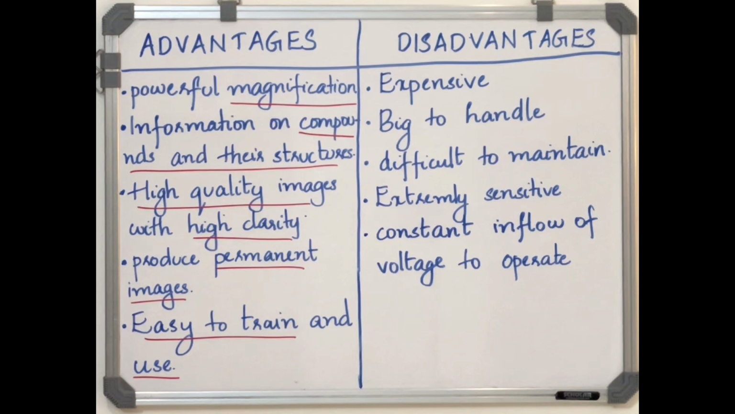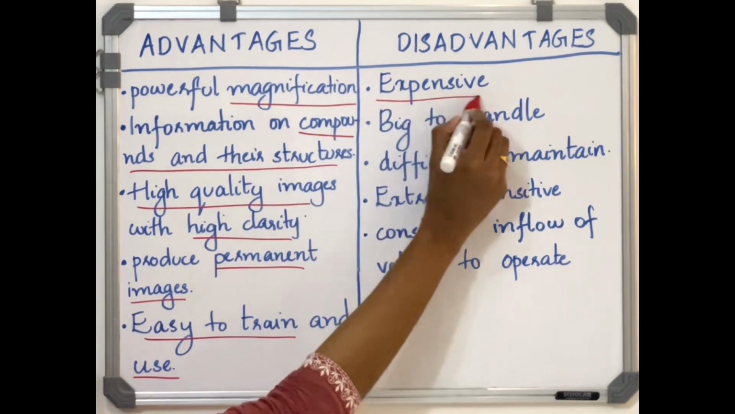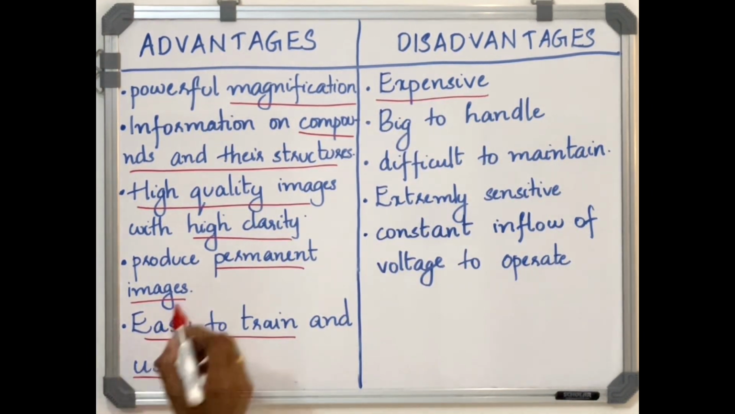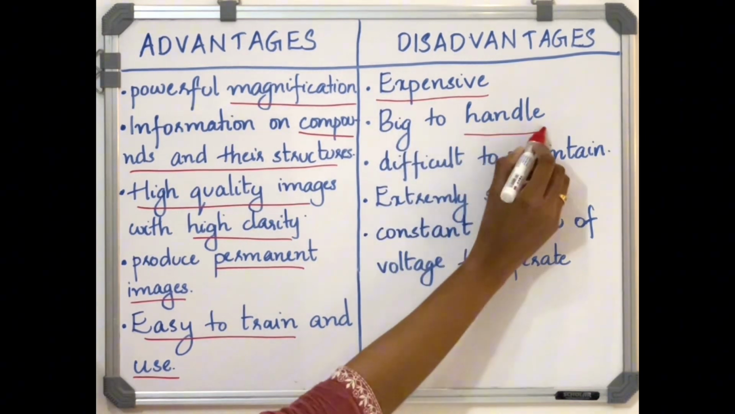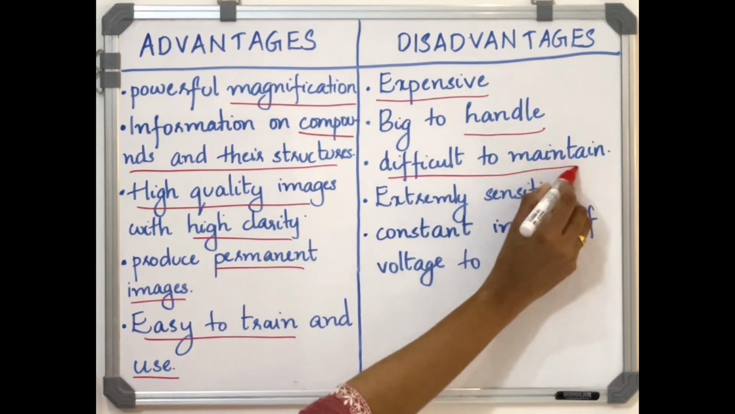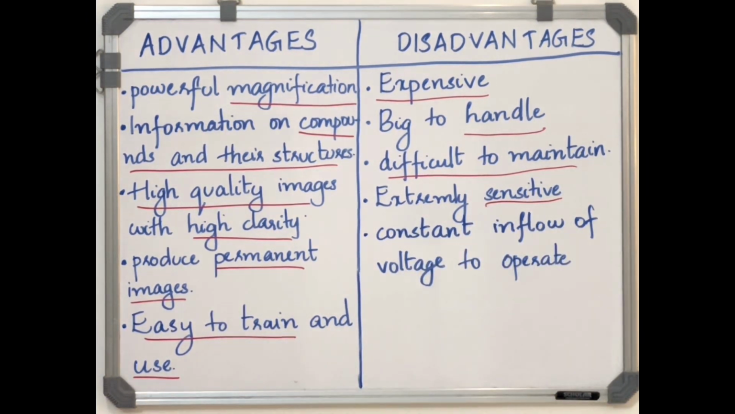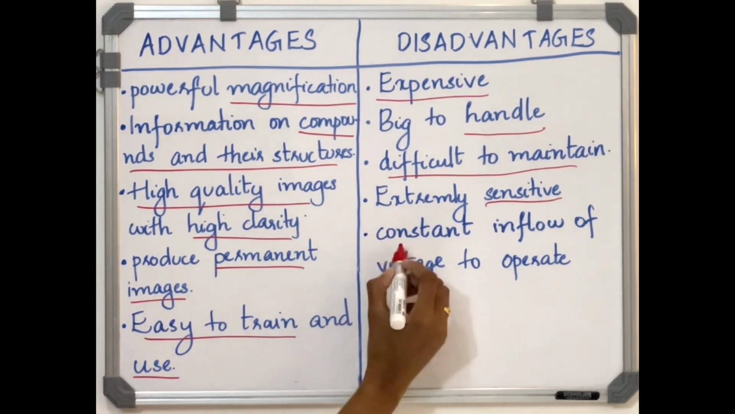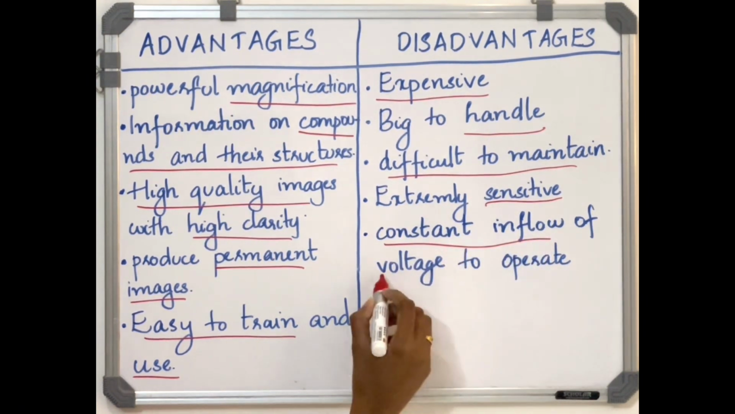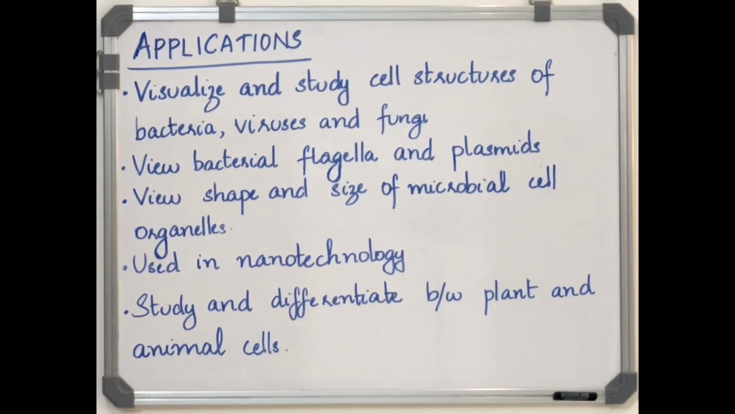The disadvantage is that it is very expensive to purchase, and it is very big to handle and difficult to maintain. They are also extremely sensitive to vibration and electromagnetic movements, so they are used in isolated areas where they are not exposed. Also, the transmission electron microscope requires a constant inflow of voltage in order to operate.